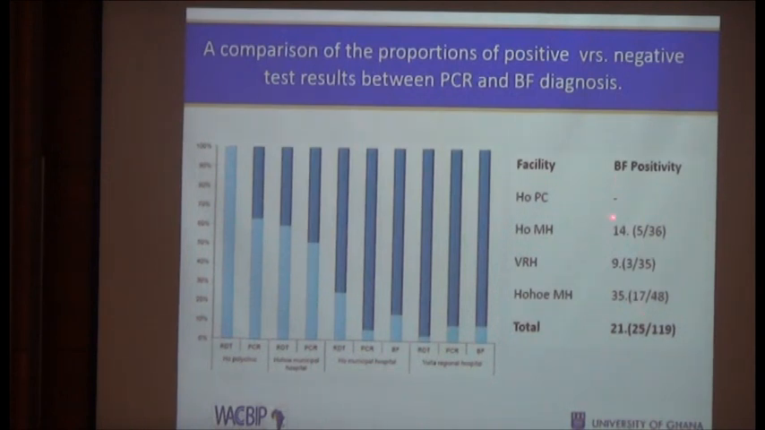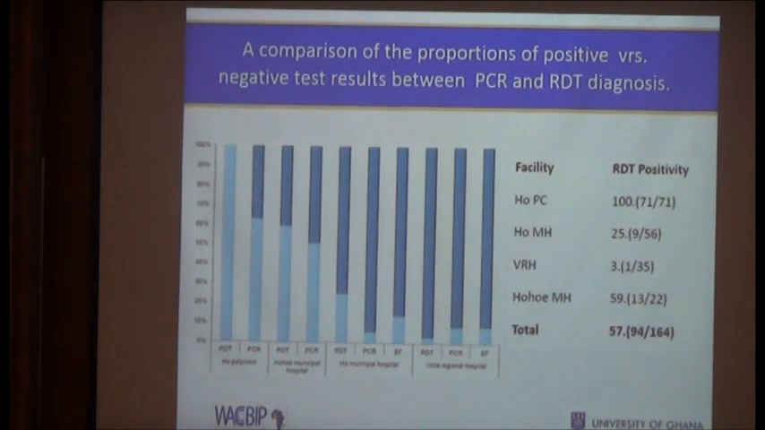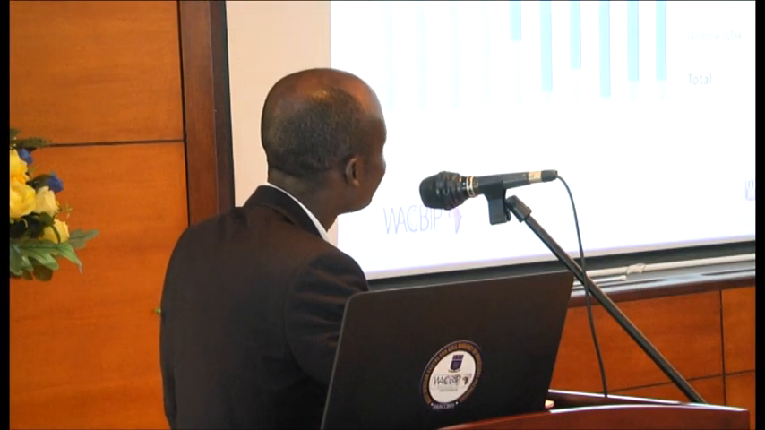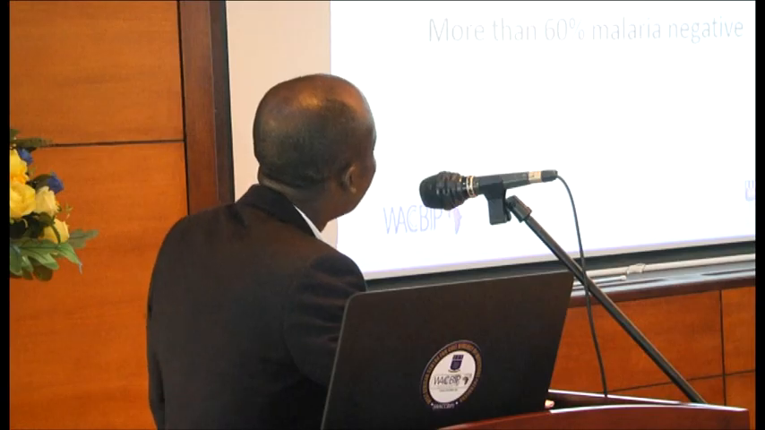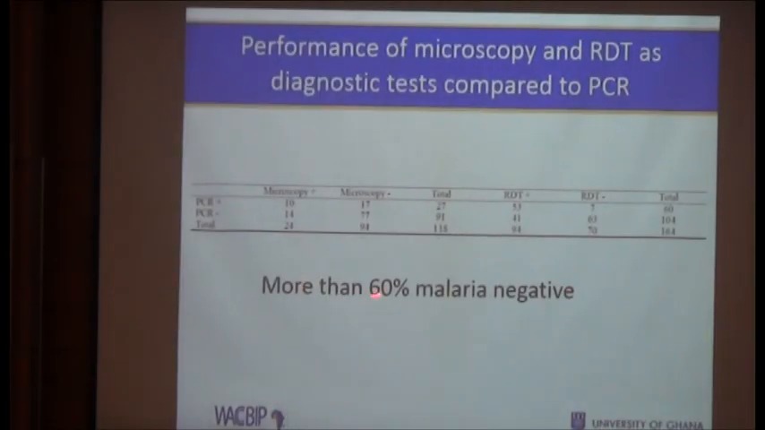So in total, for the blood film, of all the samples for which blood film was requested, 21% were reported to be positive. Now, if you did a PCR, you realize that the percentage was lower. So in general, for RDTs, 57% were positive. These are data from the hospitals themselves. If you compare it to the PCR results, you realize that more than 60% were actually malaria negative.